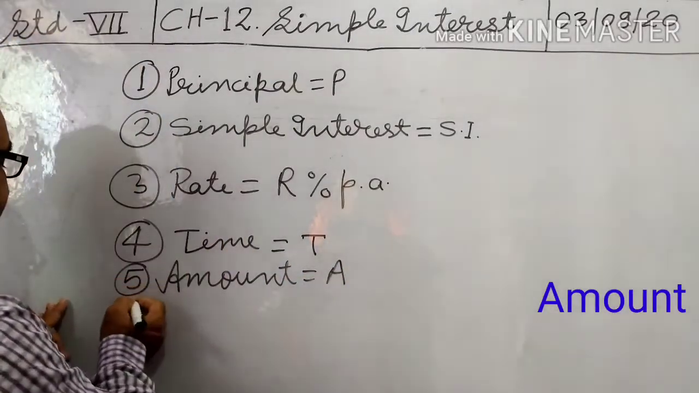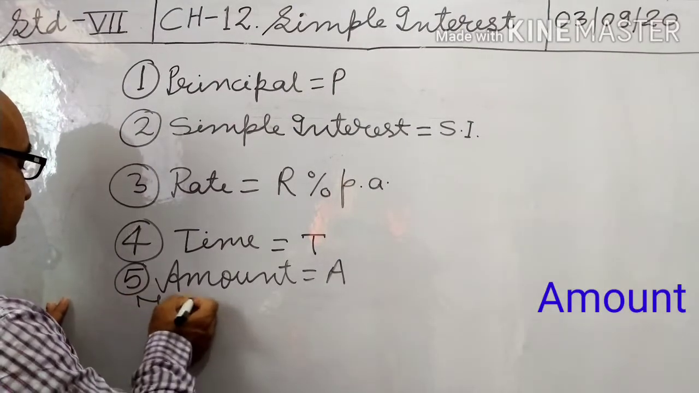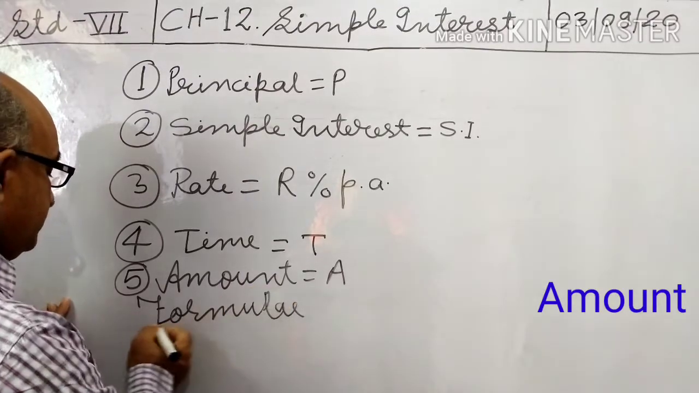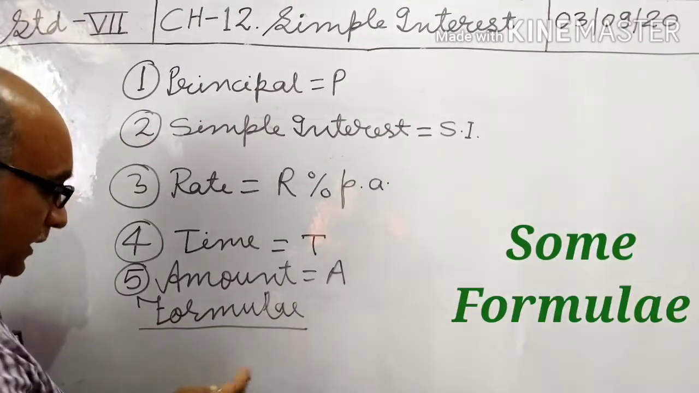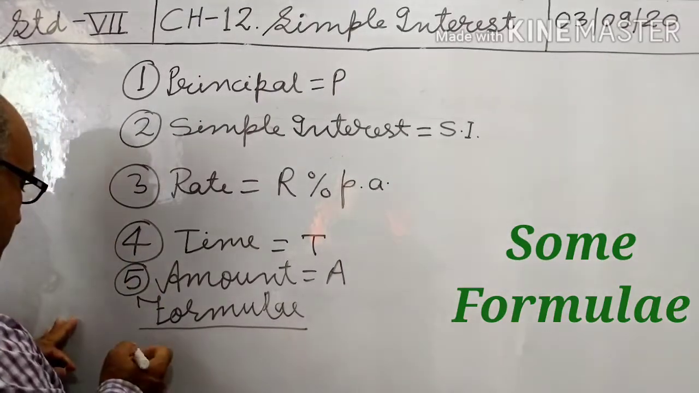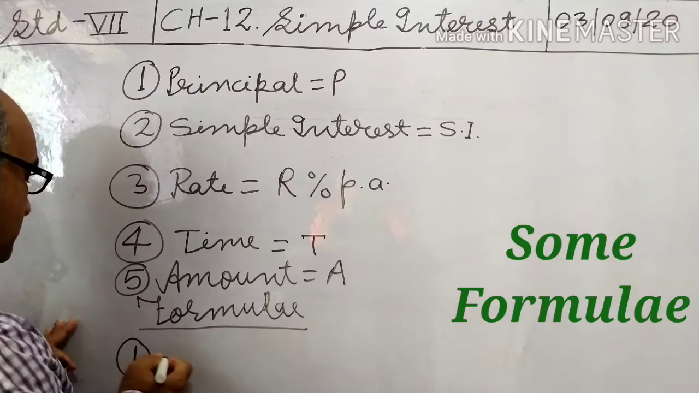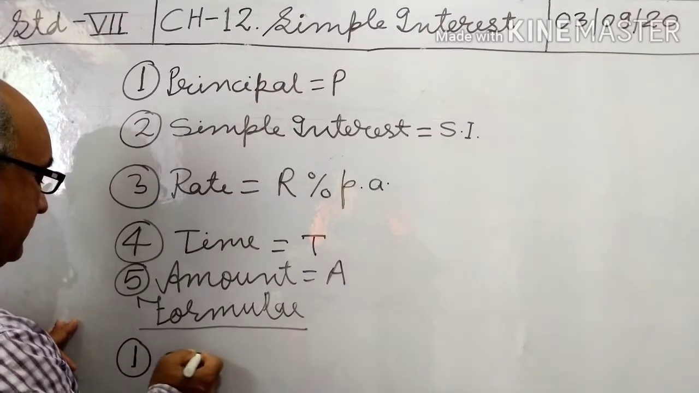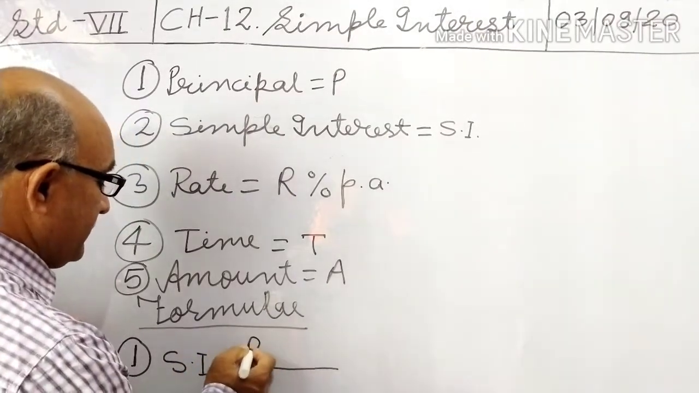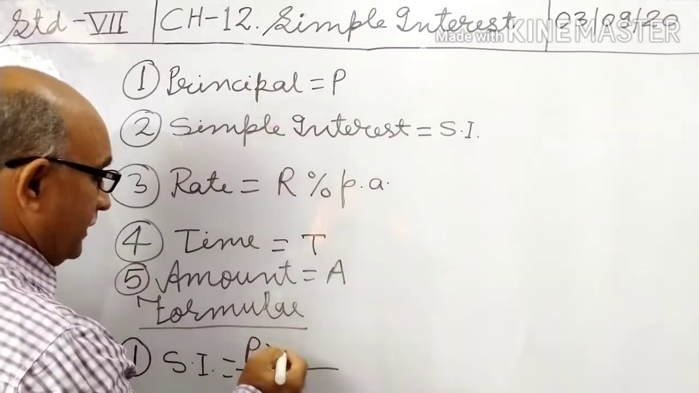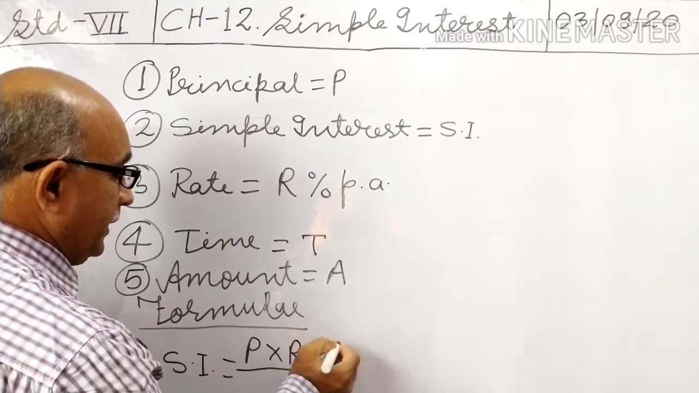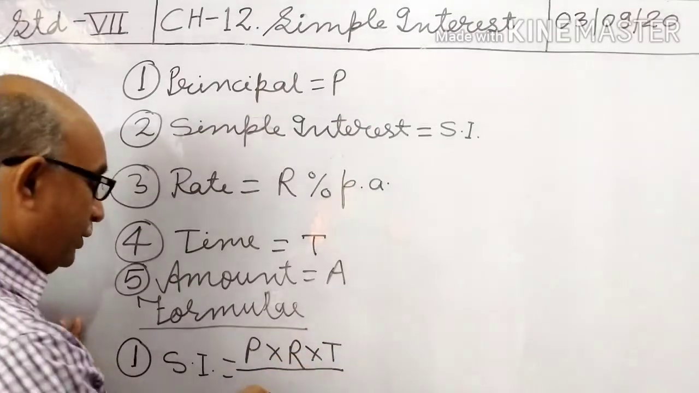Some important formulas. First formula is SI, simple interest, equal to P is principal into R is rate into T is time, P into R into T by 100.